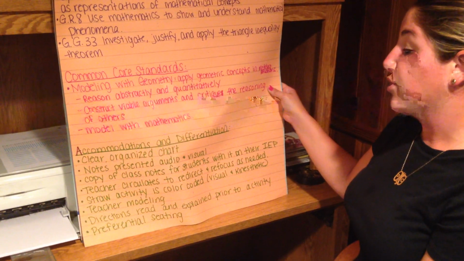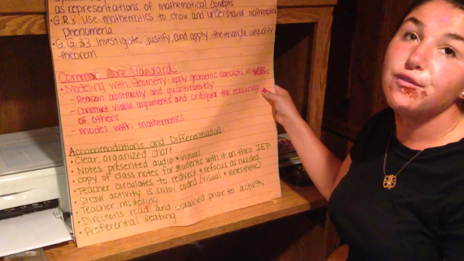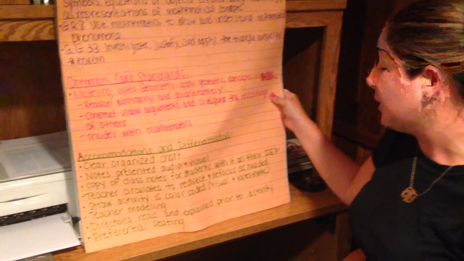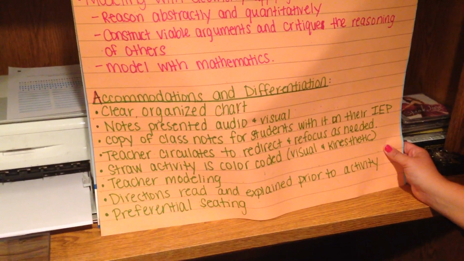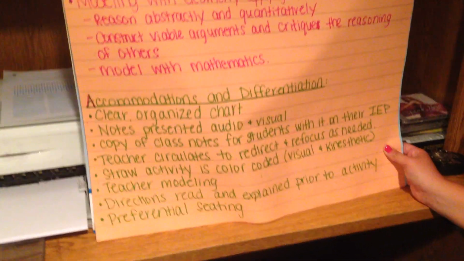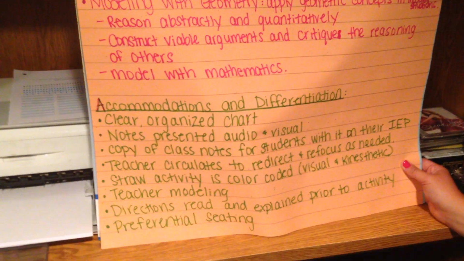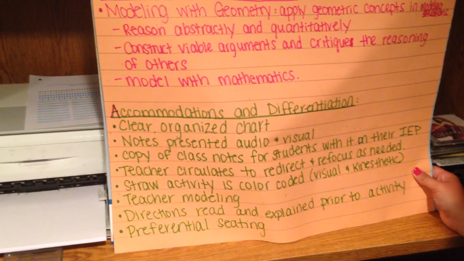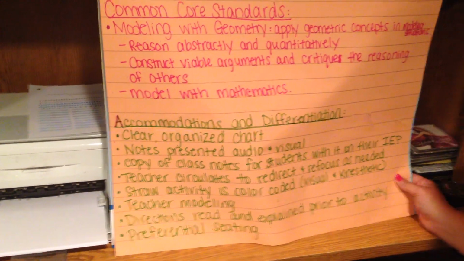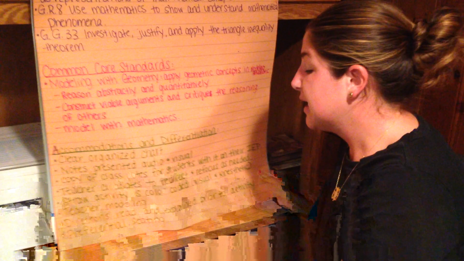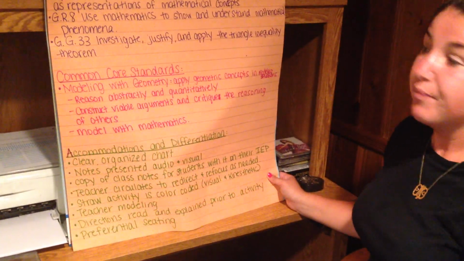The teacher will circulate the room to redirect and refocus any students with that listed on their IEP, and also just to provide support as needed for students. The straw activity is color-coded, so that both visual learners and kinesthetic learners will do well with that. The teacher models for the students, as well as directions will be read and explained prior to the activity, and preferential seating is taken into consideration.